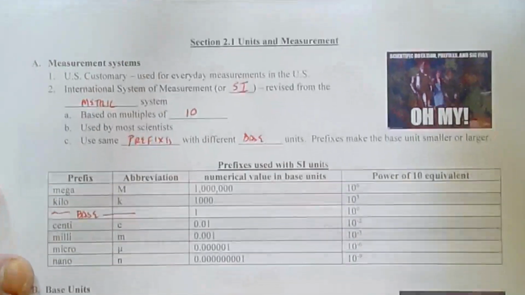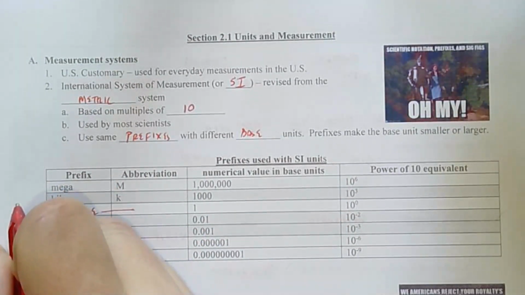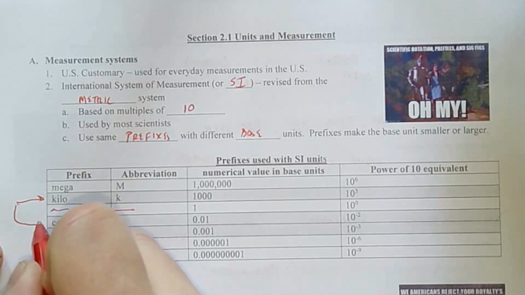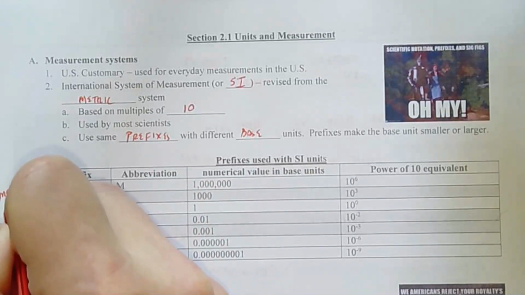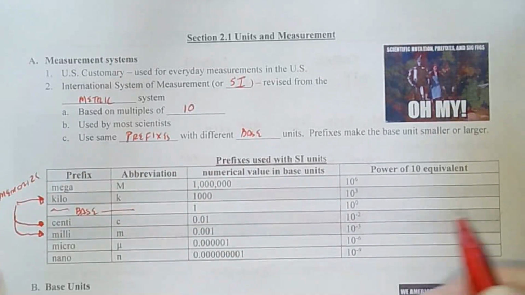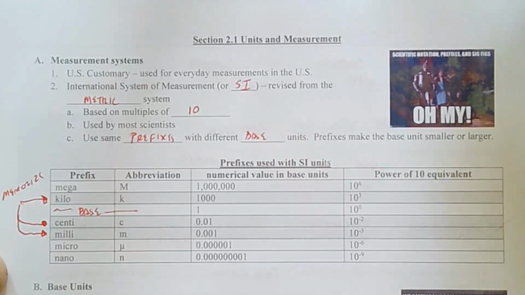Okay, for this class, there are 3 metric prefixes that you will be required to memorize what they represent mathematically. And those are kilo, centi, and milli. Everything else, when needed, will be provided to you for the conversions. But you need to know centi, milli, and kilo.